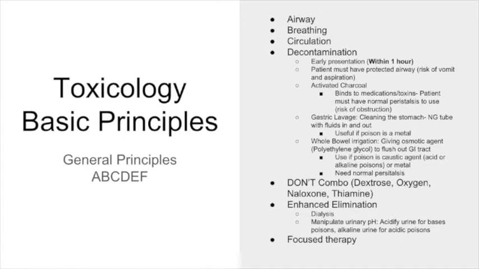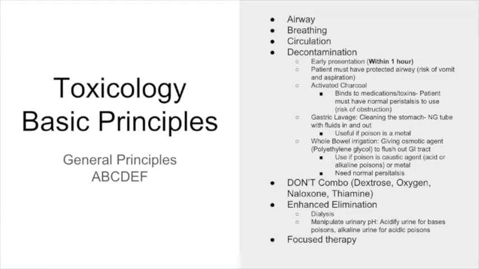The second method of decontamination is gastric lavage. And gastric lavage is just a fancy way of saying I'm going to clean the stomach. So we put an NG tube in the patient and then we flush fluids in, usually normal saline, and then we flush it out. And it's really useful if the poison is metal because it's easily flushable.